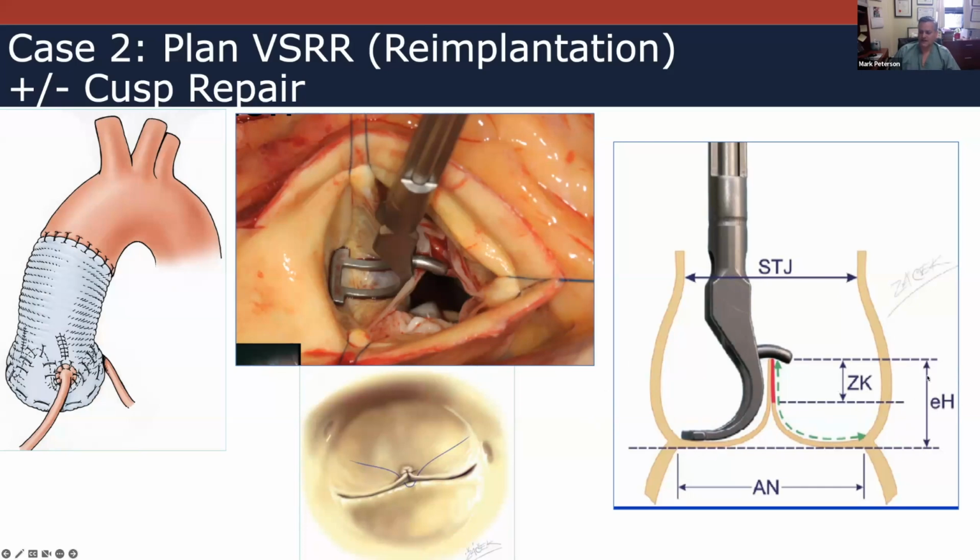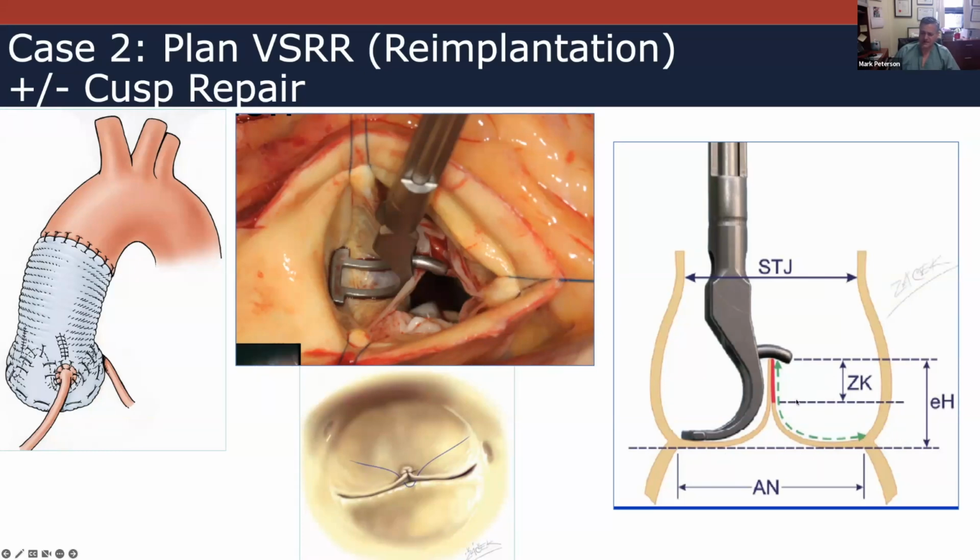One is called the effective height. If you're measuring in a long axis view on echo, you can draw a line from the basal annular ring, or the line where you would normally measure the LVOT, up to the top of the valve, and that we call the effective height. Anything over 9 to 10 millimeters generally predicts, provided you have little to no AI at the end of the repair, a very good long-term result with a high degree of freedom from reoperation.